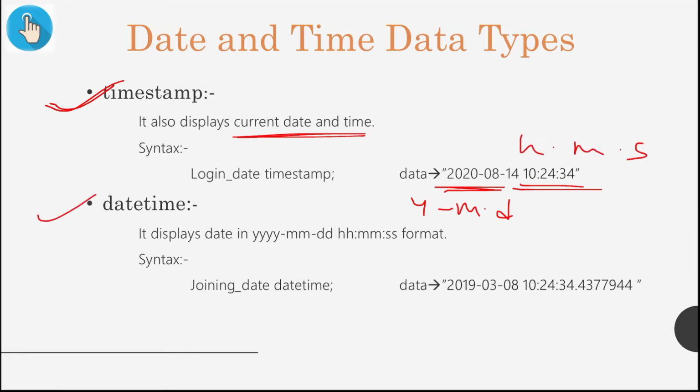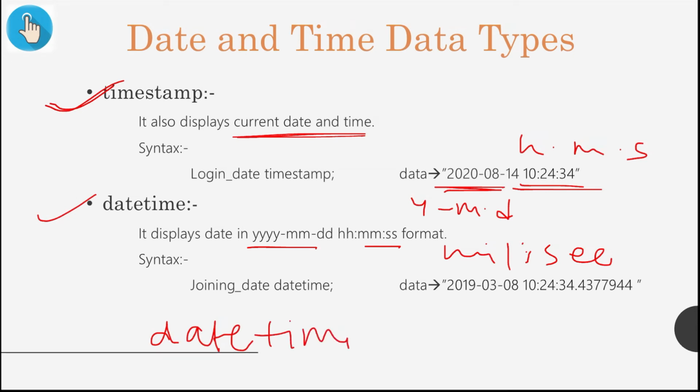Now it comes to the datetime data type. If we want to represent both date and time at the same time, then we use the datetime data type. Here the seconds of the time will be in milliseconds, so we will get the data in milliseconds. And if we want our data in nanoseconds, then we use the datetime2 data type, where it gives us the time in nanoseconds.